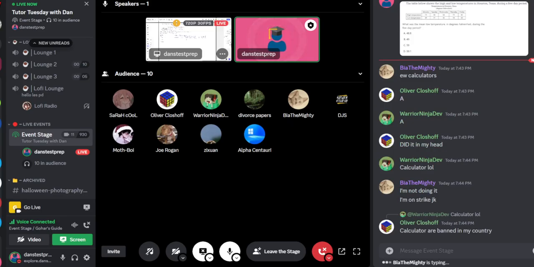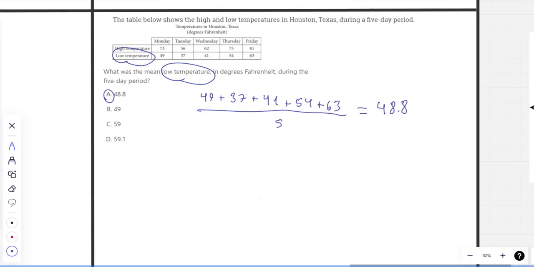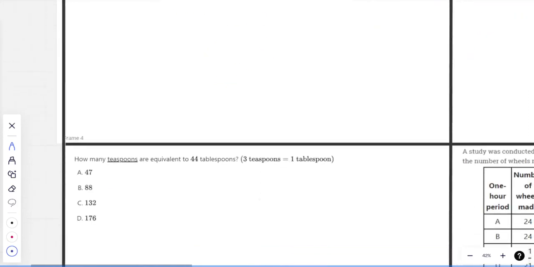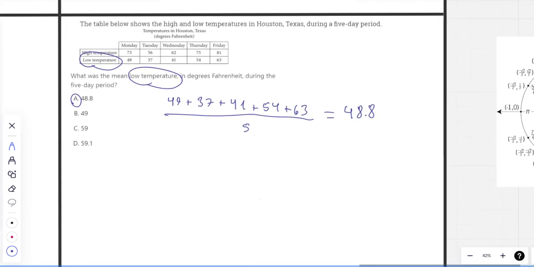Calculators are banned in your country. Oh my. No, digital SAT, you get to use a calculator, which is the nice thing about it. Makes it a lot easier for you. But I mean, the math is right there if you did need to do it by hand. It's not too bad.